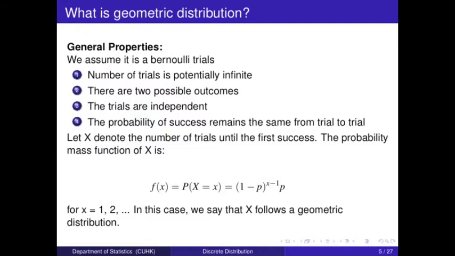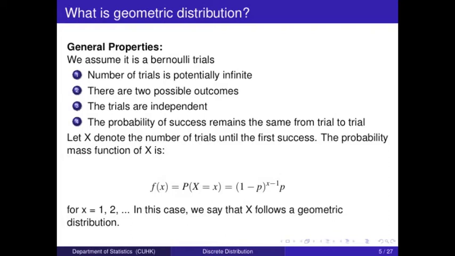What is geometric distribution? We let X be the random variable that models the number of trials until a success or failure. And we say X follows the geometric distribution.